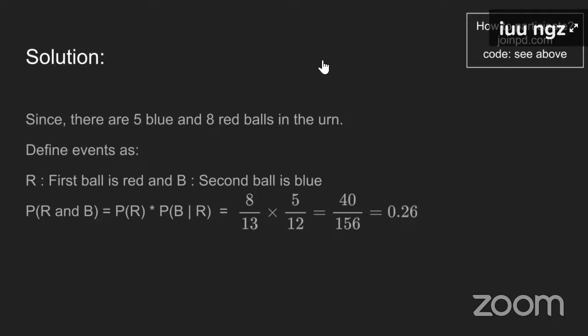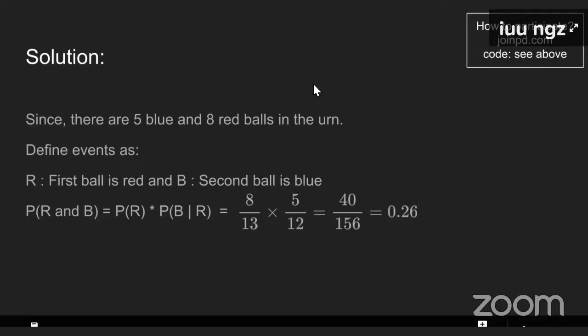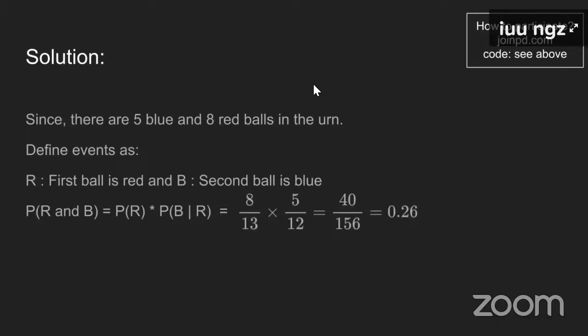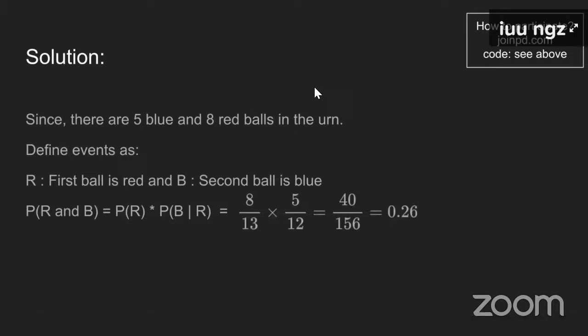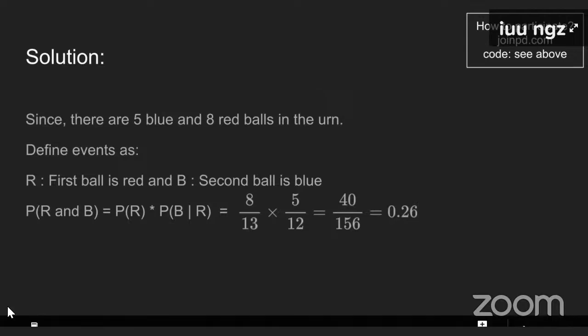Yes, selection. But here in this question, it clearly says that the first ball is red. So it is not saying what is the probability that when you pick 2 balls, one ball will be red and the other ball will be blue. What they said was first ball red, second ball blue. I will show the question.